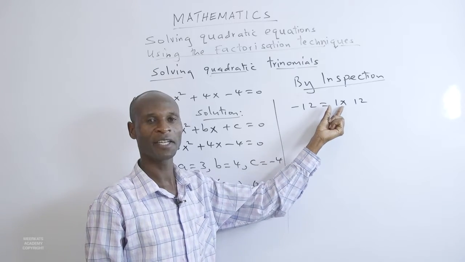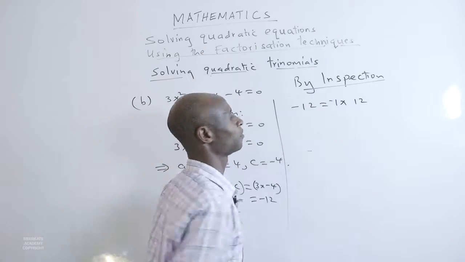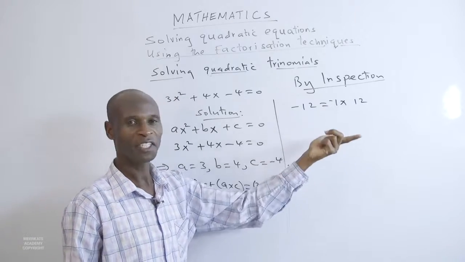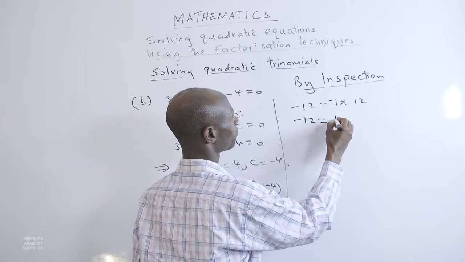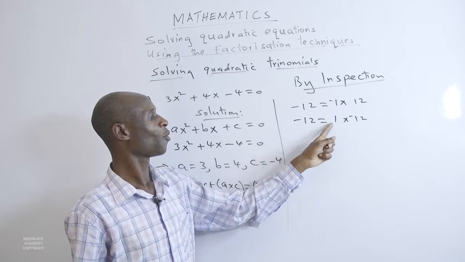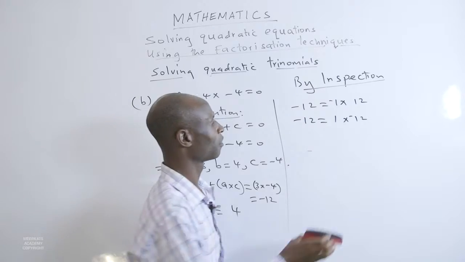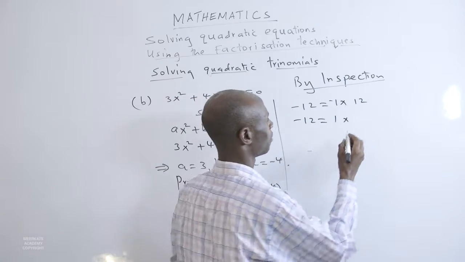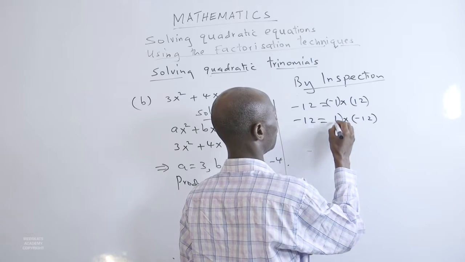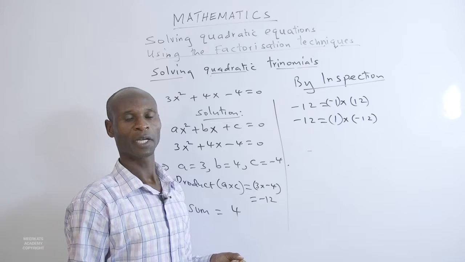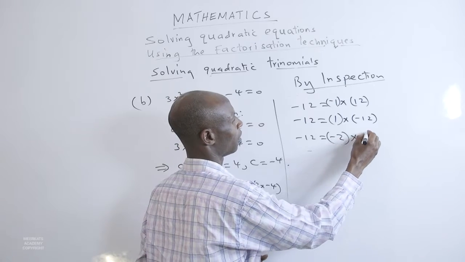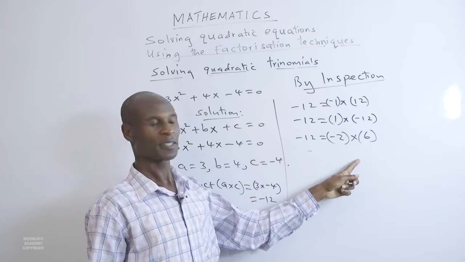So let us suppose we assign a negative to 1. So we shall have negative 1 times 12 is negative 12. And if we interchange and assign a negative on 12, we shall have 1 times negative 12. Another one we can choose is 2. Negative 2 times 6 also gives us 12.